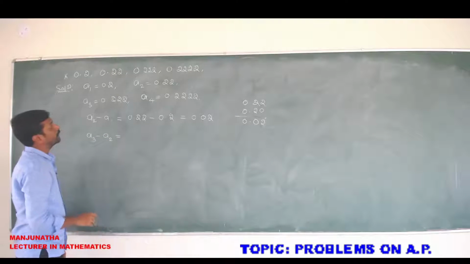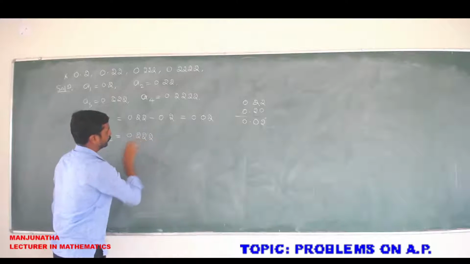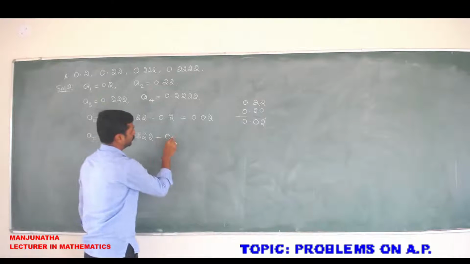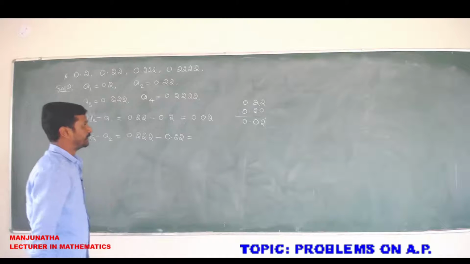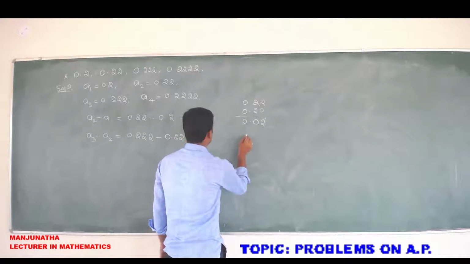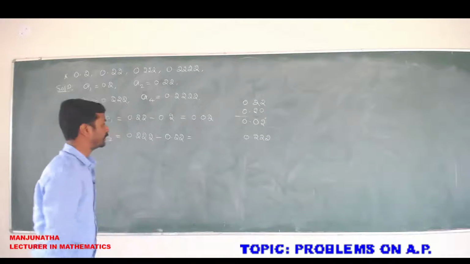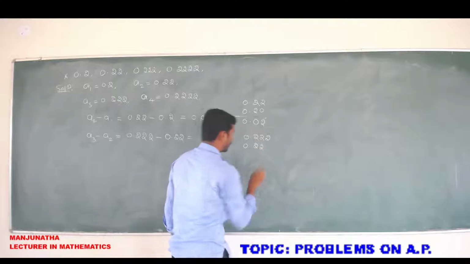This is equal to A3. 0.222 minus the second term, 0.22. This is equal to, if we find the difference of these two, 0.222 is the third term and the second term is 0.22.